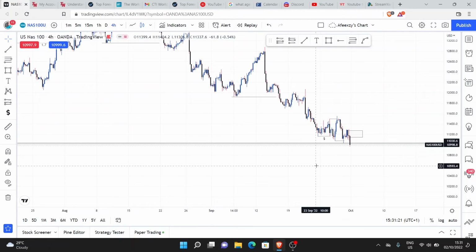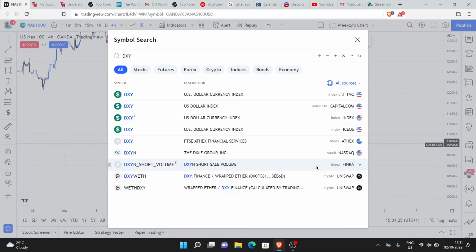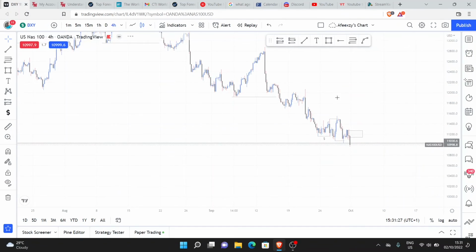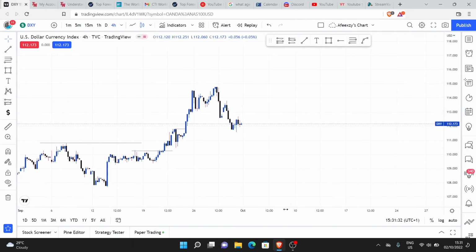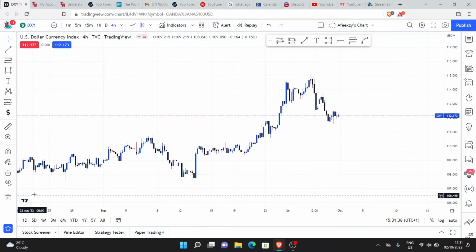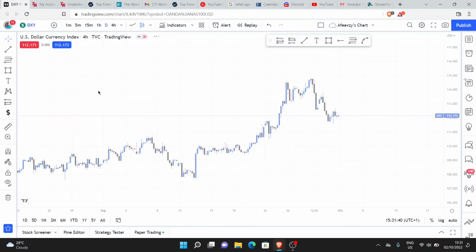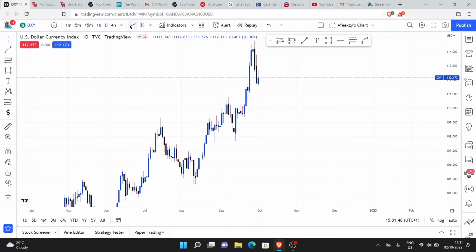On our DXY, let me just check that immediately. As you can see on DXY here, we are still very bullish. Let me just clear the chart and make a fresh analysis. We are still very bullish, like I said last week on DXY. Let me use the daily time frame to make the analysis. You can see we are very bullish. Even on our weekly time frame, we're very bullish. Let me just go to the weekly so that it should be very clear.